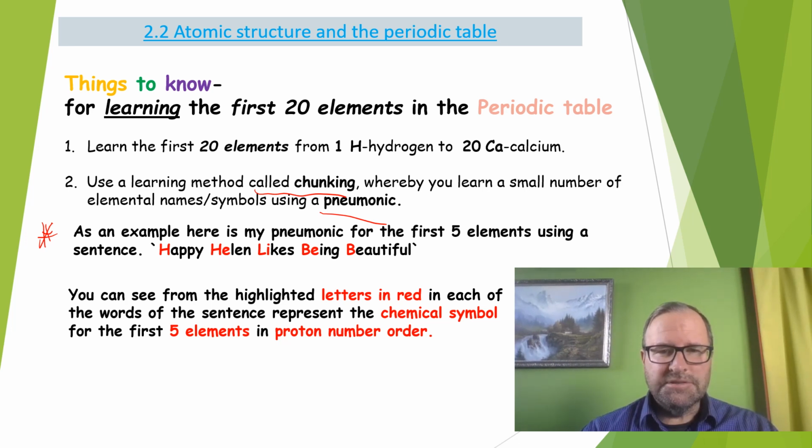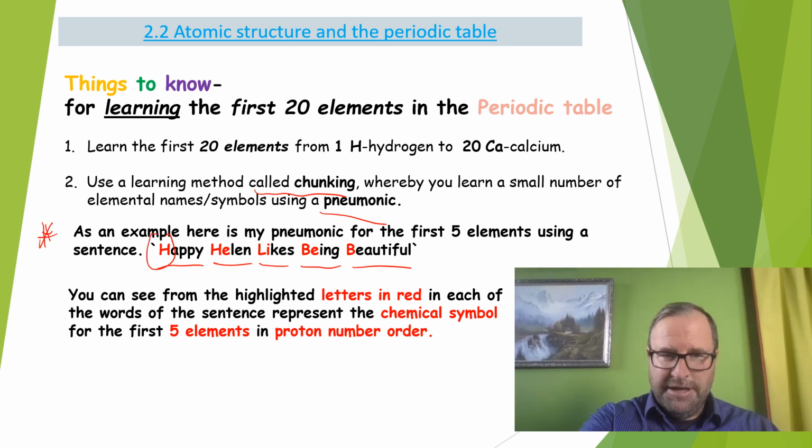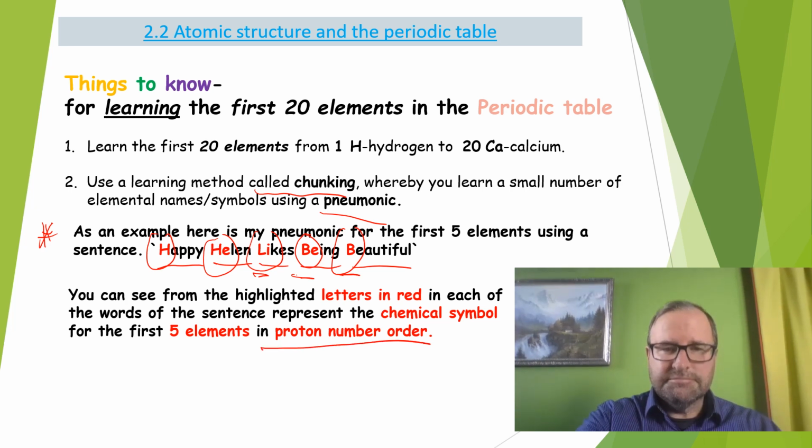For the first 5 elements, I use this sentence: Happy Helen likes being beautiful. As you can see from the letters highlighted here, H for happy, HE for Helen, LI for likes, BE for being, and B for beautiful. These also correspond to the first 5 elements: H for hydrogen, He for helium, Li for lithium, Be for beryllium, and B for boron. They're also in proton number order. So that's a good way to learn your first 20 elements.